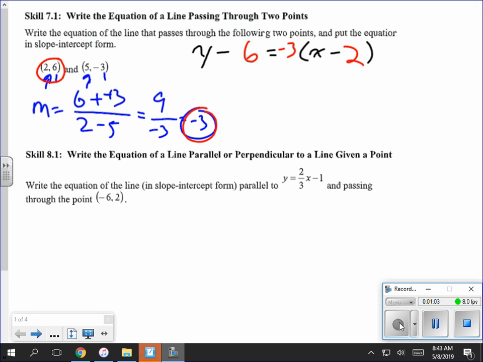And then I simplify. 2 steps to do this. Step number 1, distribute the -3. Y minus 6 equals -3x plus 6. And then I add 6 to both sides to get y by itself. Y equals -3x plus 12.